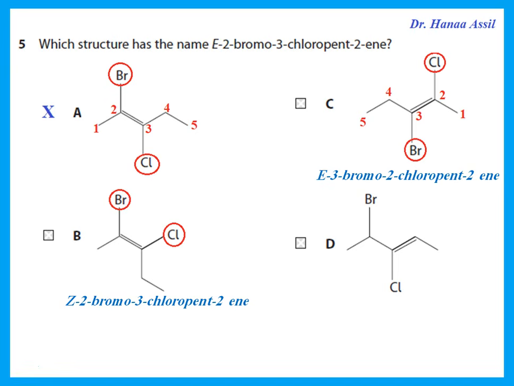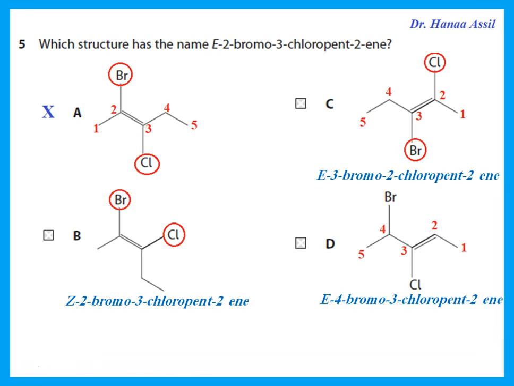Now what about this one? D, well, the bromine and chlorine are not both on a double bond. So this is a different molecule, which you would name E-4-bromo-3-chloro. So this is also wrong. So our answer is A.